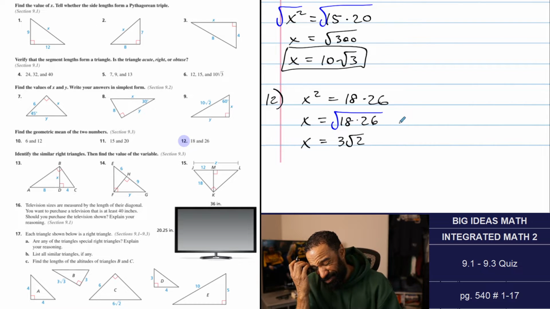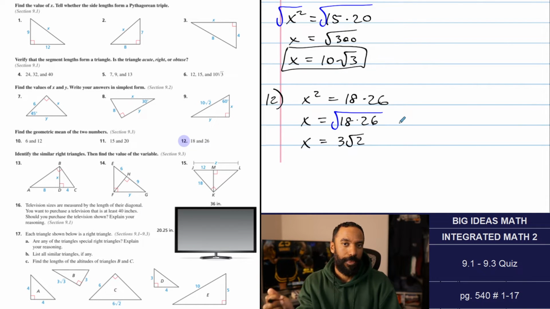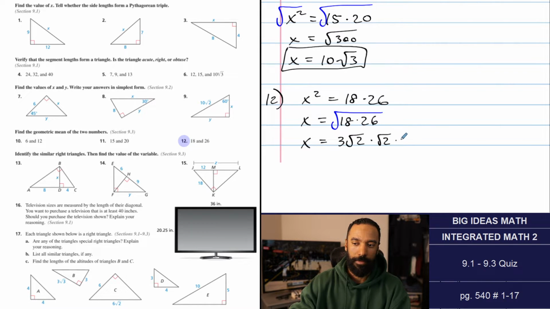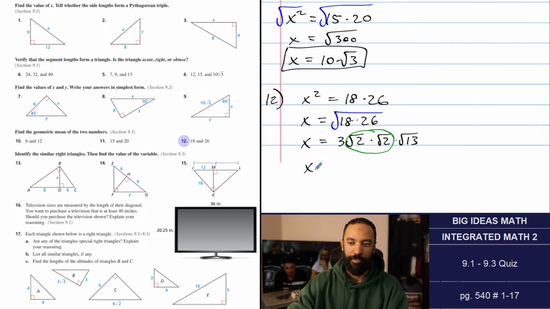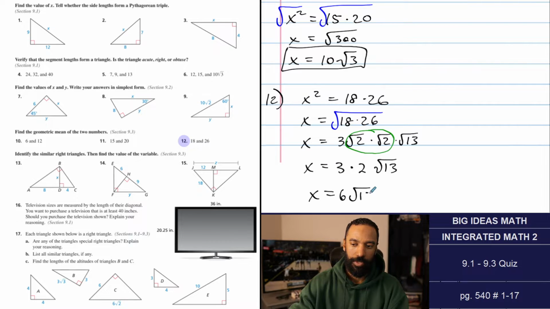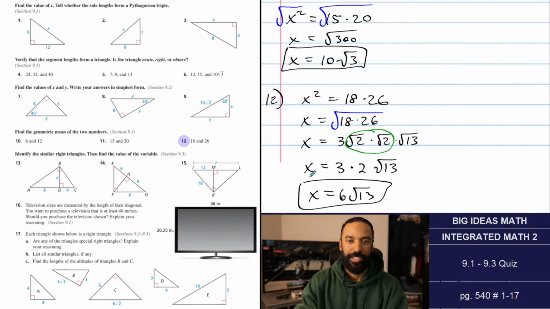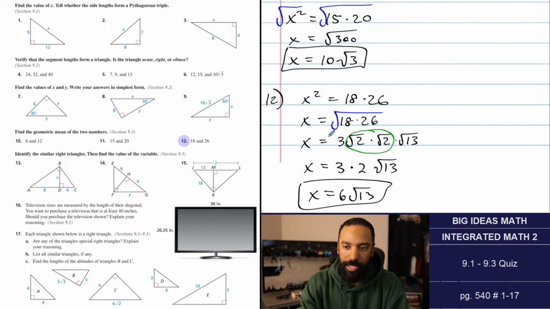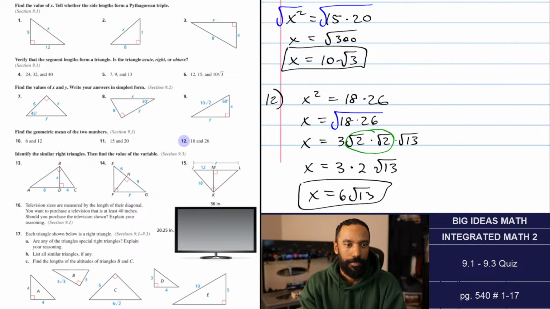26 doesn't have a perfect square factor. But I do want to break it up into root 2 times root 13. The only reason I'm doing that is because I want to pair it up with this root 2. Instead of simplifying something later, let's just do it now. Those can simplify. Root 2 times root 2 is 2. And I get 3 times 2 times the square root of 13, or 6 root 13. And that, my viewers, is the answer to number 12.